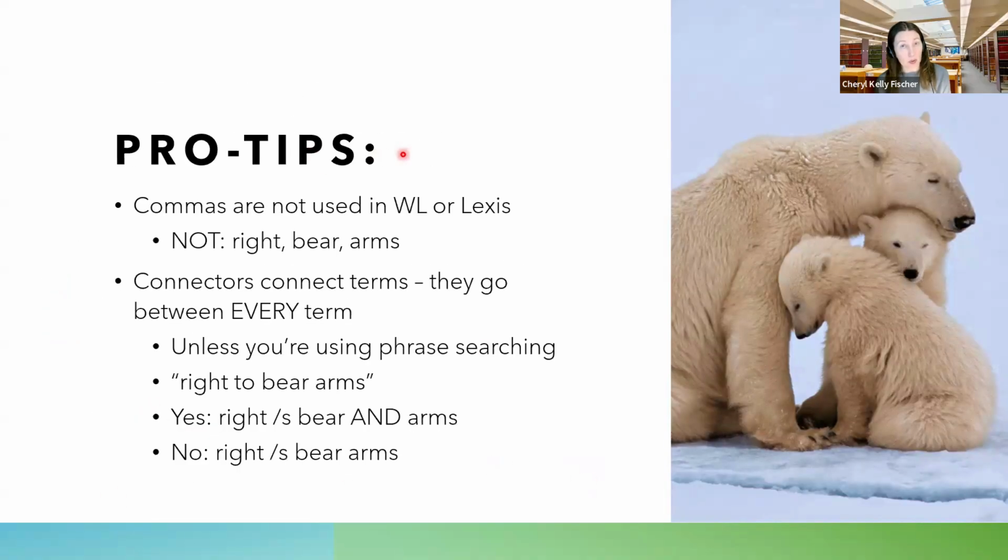Some pro tips for Boolean terms and connectors searching. First of all, commas are not used in Lexis or Westlaw. If you've got a string of synonyms, you don't put them together with commas. It's not a thing. Secondly, connectors, like I said, go between every single term, unless you're phrase searching, and then you don't have connectors because you have the quotation marks around your phrase. But this is correct. We've had a connector between these words and a connector between these words. This is not correct. The computer's not going to know what to do with this, or it's going to figure out a connector for you.